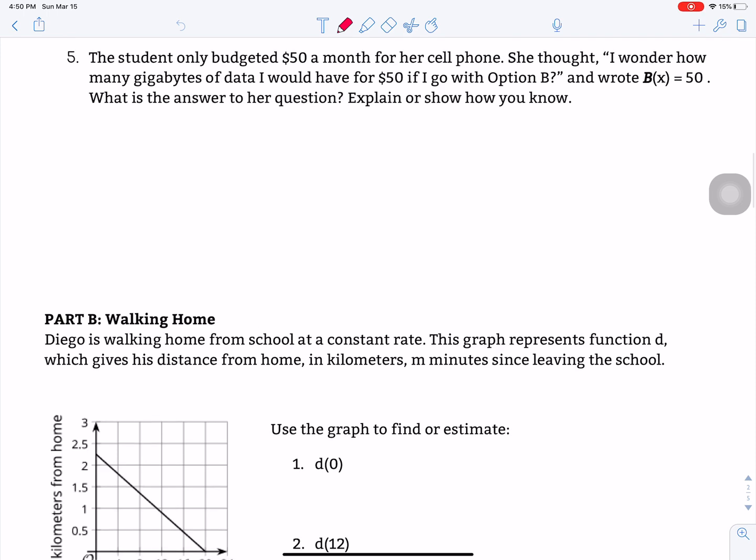And then the last one, the student only budgeted $50 a month for her cell phone. She thought, I wonder how many gigabytes of data I would have for $50 if I go with option B. She wrote B of x equals 50. What's the answer to her question? Explain or show how you know.